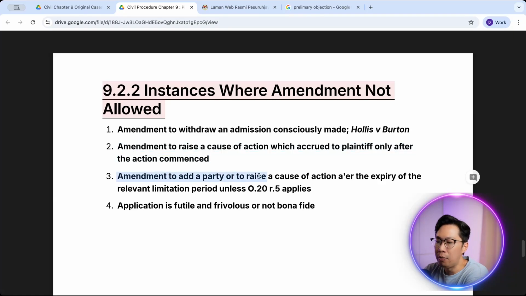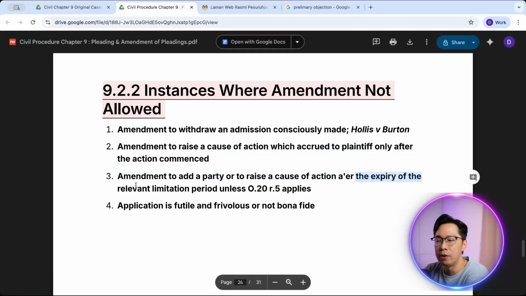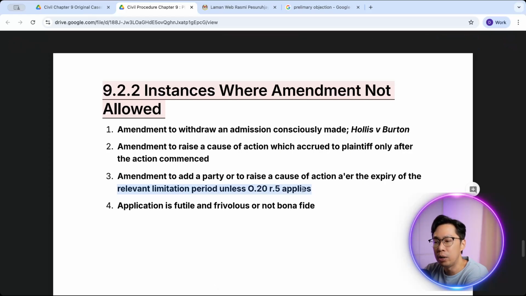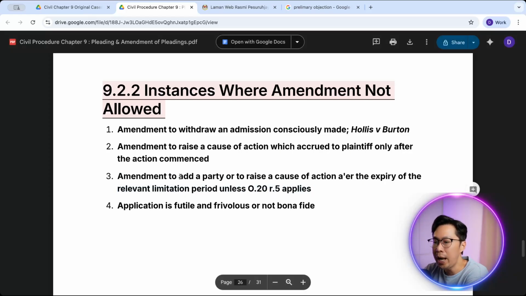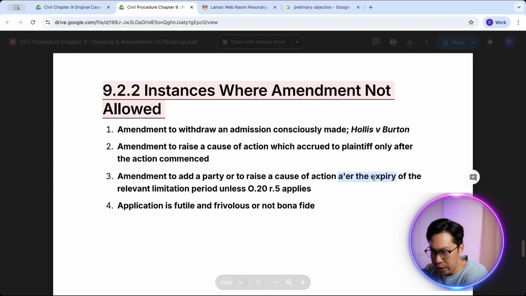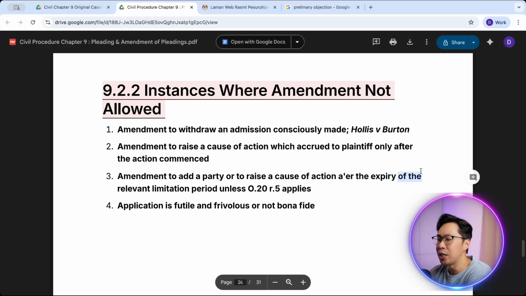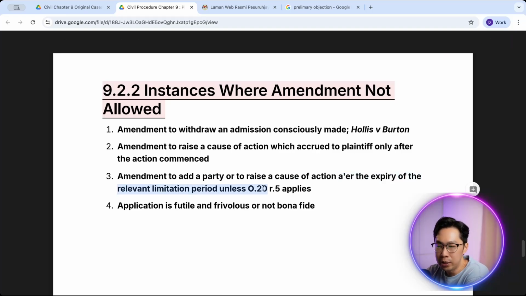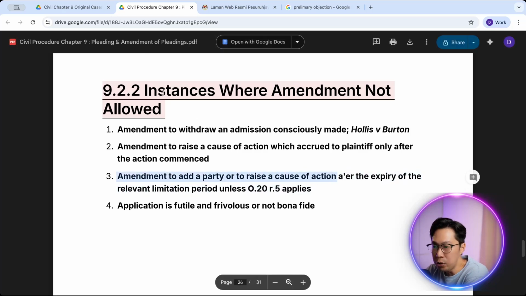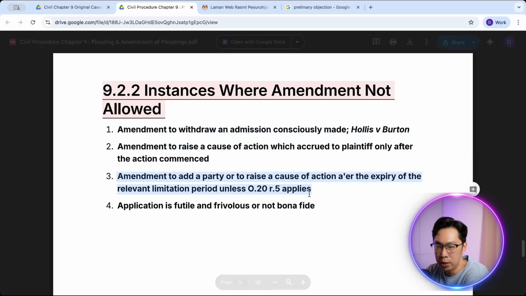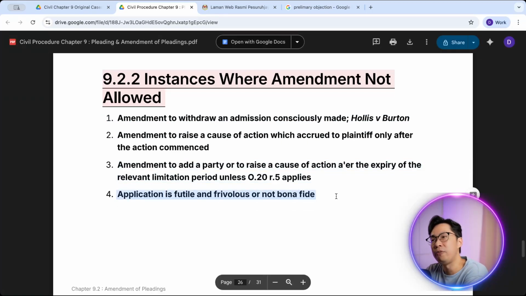Amendment to add a party or raise a cause of action. Sorry, my typo. After the expiry of the relevant period under Order 20 Rule 5. Okay, add a party or raise a cause of action after the expiry of the relevant period, unless Order 20 Rule 5 applies. This one I want you to memorize a bit. This one you understand, I don't need to explain. Application is not bona fide.